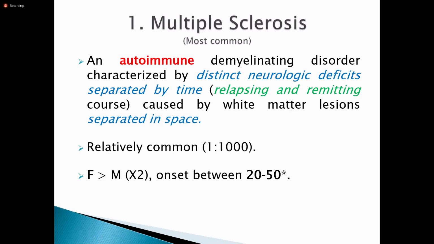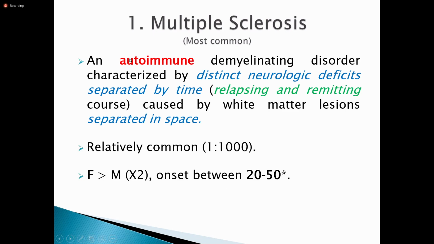The first of the demyelinating diseases, and the most important, is multiple sclerosis. What is multiple sclerosis in Arabic? Excellent, it is common in our part of the world. Relatively common, 1 in 1,000. So it is common; anyone of us probably knows someone who has multiple sclerosis.